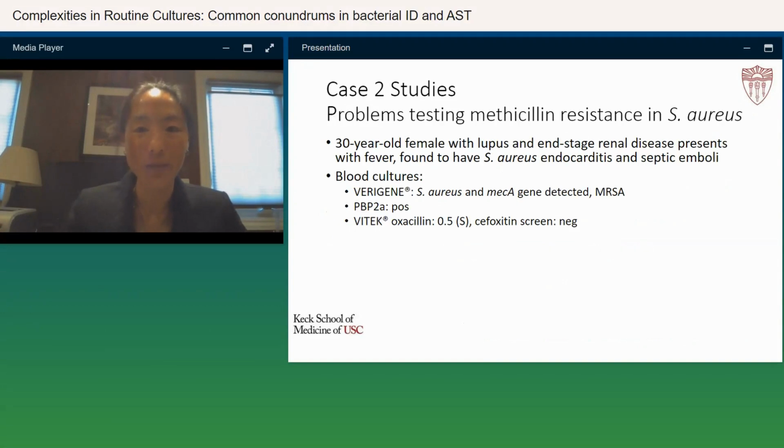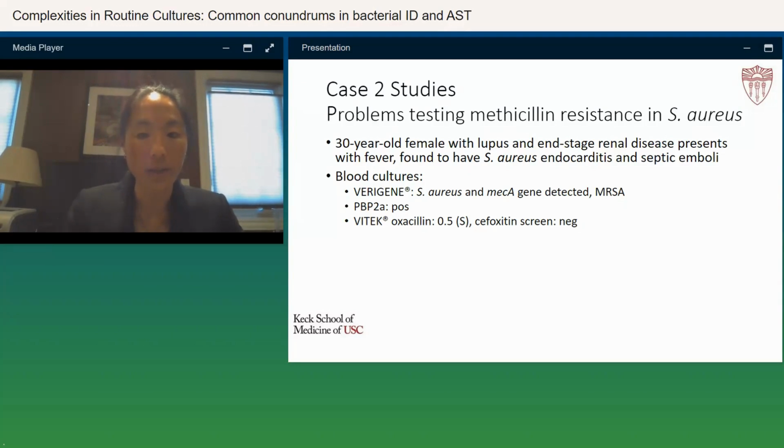Okay, and finally, we have another case, our final case here for susceptibility testing for methicillin in Staph aureus. A 30-year-old female with lupus and end-stage renal disease presents with fever and is now found to have Staphylococcus aureus endocarditis with septic emboli. So the Staph aureus seeded various areas of her body from being flicked off the heart valve. Our blood cultures isolated Staph aureus.